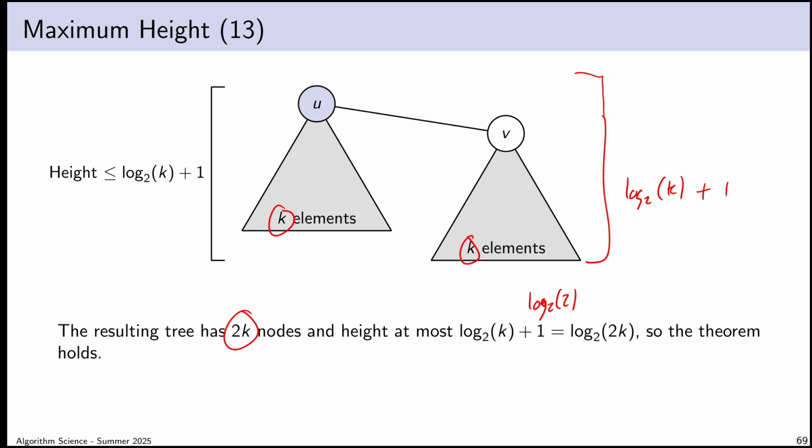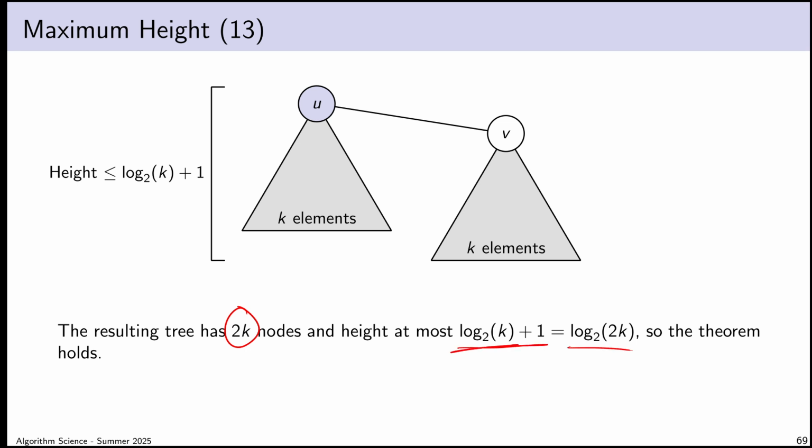This is log base 2 of k plus log base 2 of 2, and by the law of logarithms, that folds together to be log base 2 of 2k. What I ended up with, therefore, is a tree that contains 2k nodes, and whose height is at most log base 2 of 2k, and that's what I want. There are this many nodes, and the height is log of that, so the theorem holds.